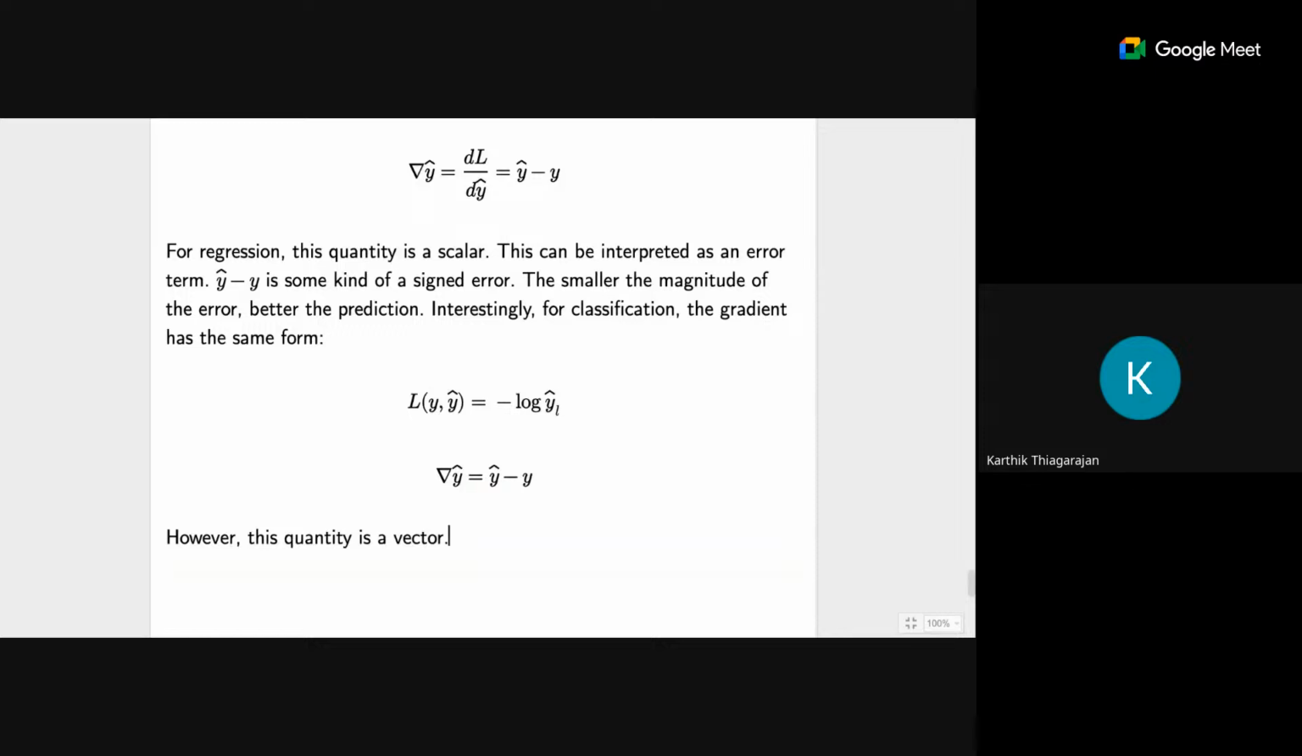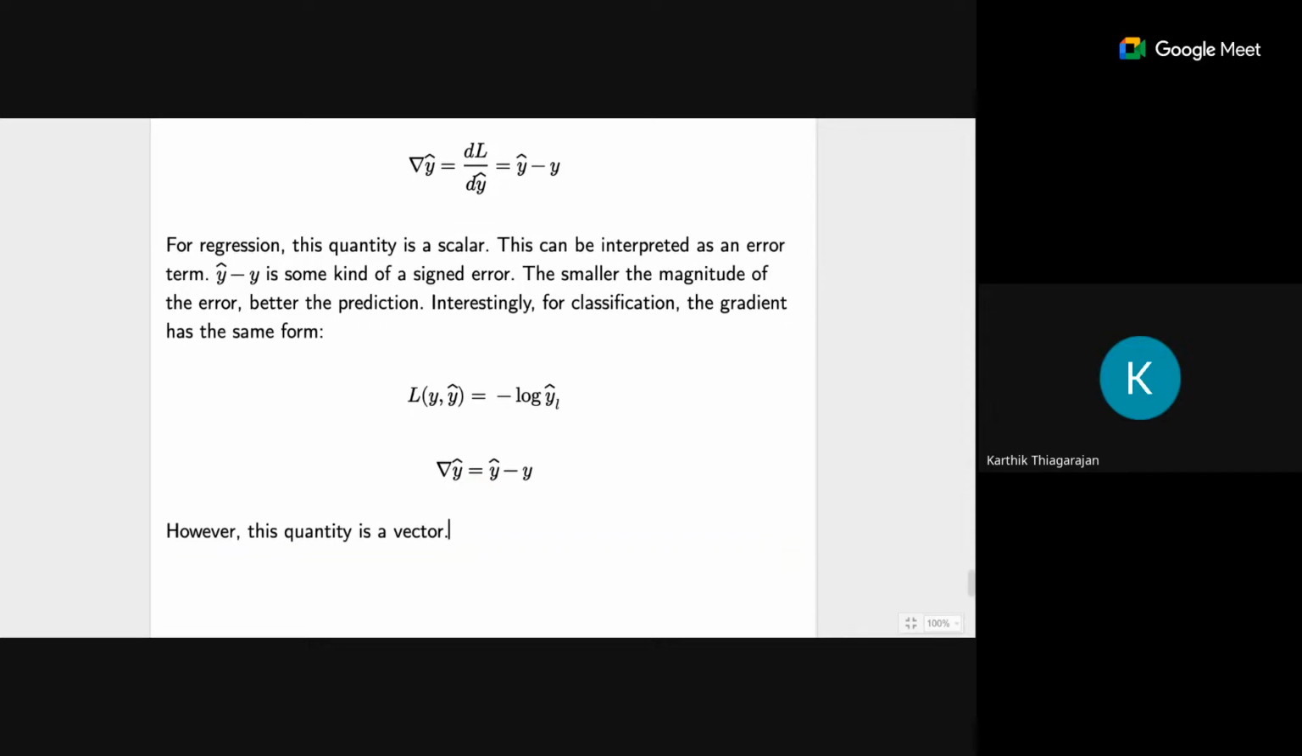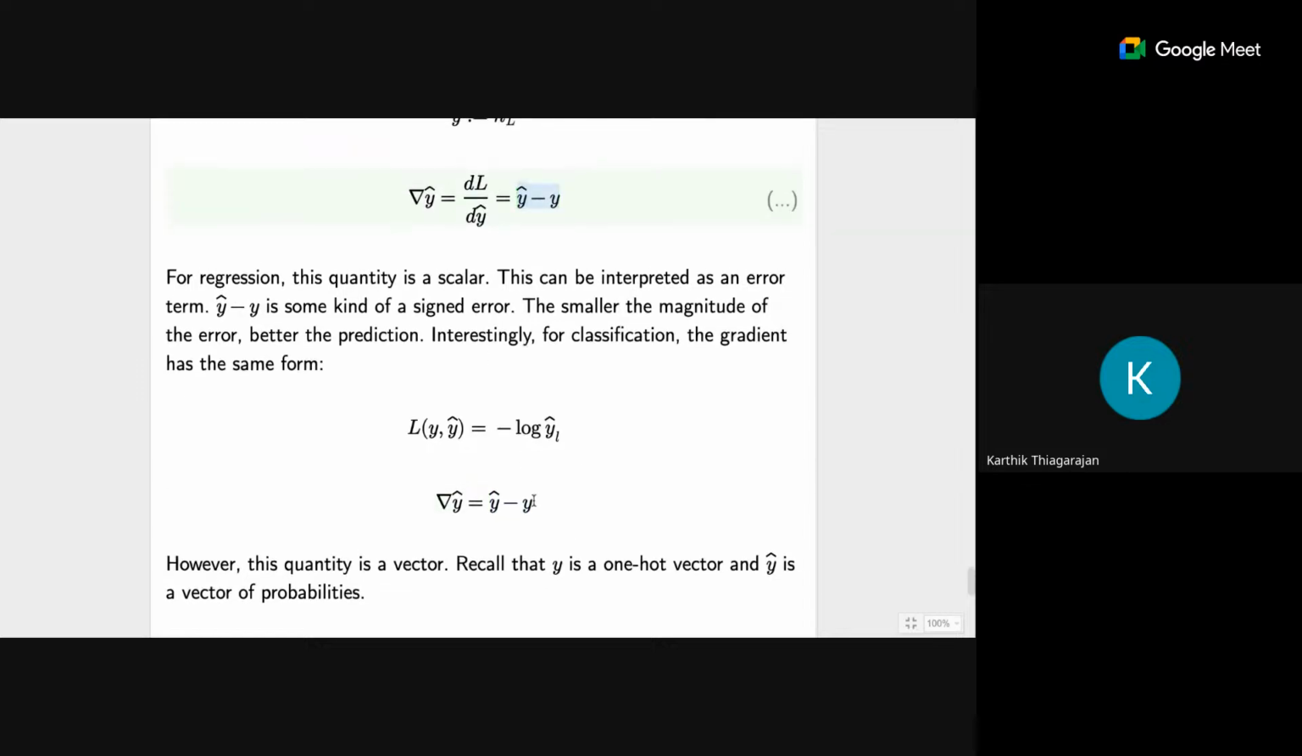That is the only thing that's going to help you remember these equations, because there are too many equations put together, forward and backward. A guiding light is what object you are dealing with. Here you are dealing with a vector. So y is a vector. Recall that y is a one-hot vector and y hat is a vector of probabilities. Never forget that. For classification, fortunately the form is the same, only the type of objects is different.